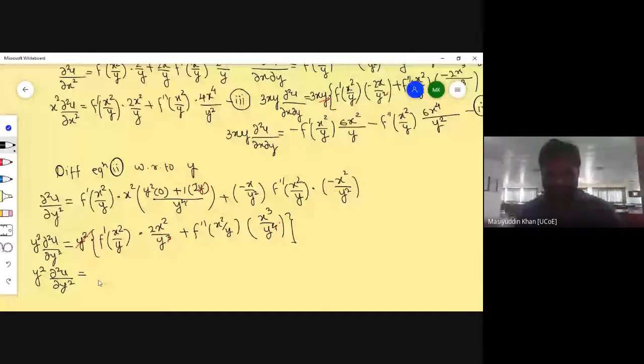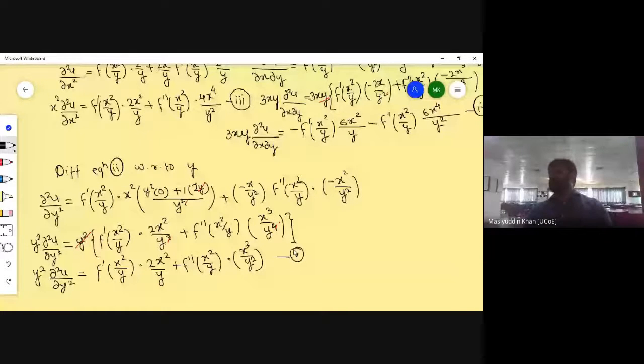So f dash of x square by y into 2x square by y, this is the first part, plus f double dash of x square by y into y square, and this power 2 gets cancelled, so remaining is x cube by y square. This is equation number 5. So we have solved equations 3, 4 and 5. Now we just have to add all three and do nothing else.